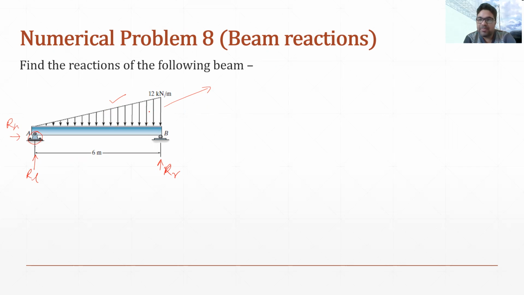So the magnitude of that point load will be equal to the area of this triangular portion. So this loading is in the form of a triangle. So if we calculate the area of this triangle, that will be the magnitude of the point load. So now what we are going to do is we will say converting triangular load into point load.